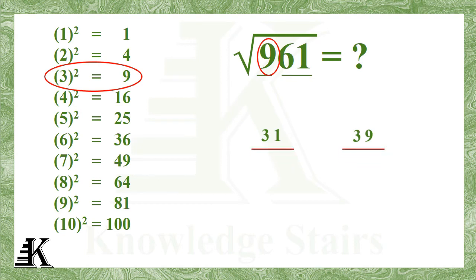Now again we have to see which is the correct answer. In such a case where a perfect square is found at the tens place, we will take the smaller number out of the two numbers as the answer. Thus the answer is 31.